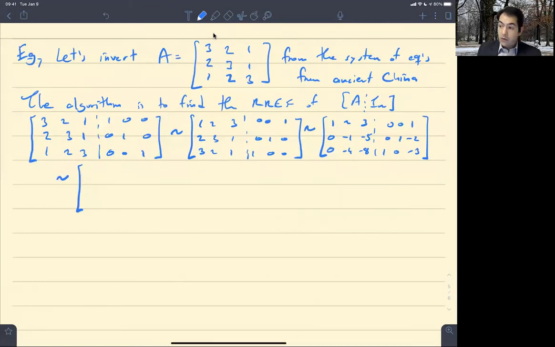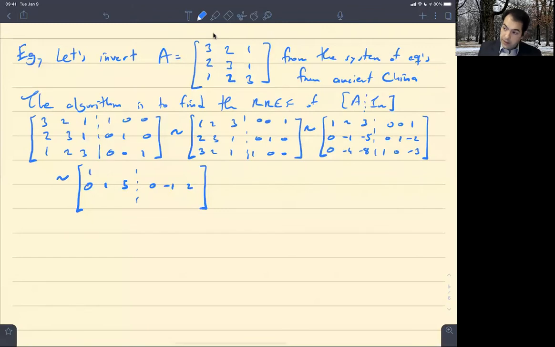Okay, then you would multiply this row by minus 1. This would give us a pivot here of 1. And then we use this pivot to clean up the rest of its column. So that means that the second row is going to end up as 0, 1, 5, 0, minus 1, 2.